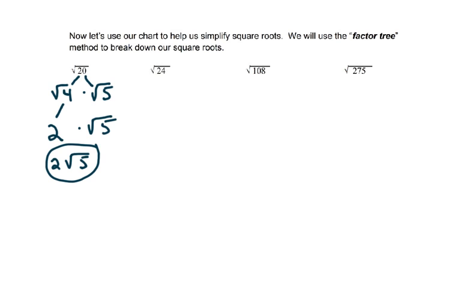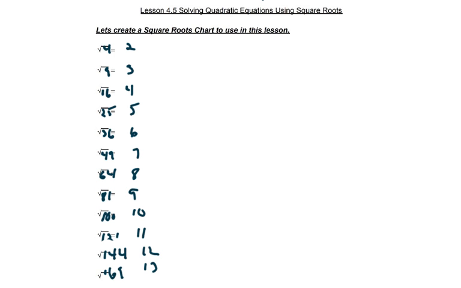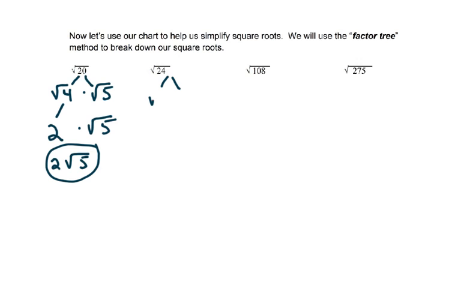Okay, let's use that same method for 24. So we're going to break it down. Again, we go back and look. Well, 4 goes into it. 9 doesn't. 16 doesn't. 25 is too big, so 4 must be it again. So I'm going to use the square root of 4, times the square root of 6, because we've got to get 24. The square root of 6 will not break down anymore. The square root of 4 is 2, times the square root of 6. So the square root of 24 breaks down to 2 square roots of 6.